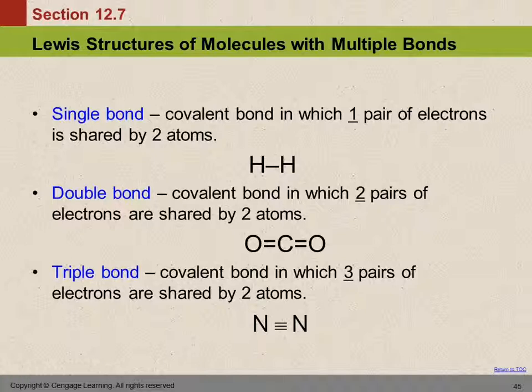And a triple bond is going to be stronger and shorter than a double bond even. That's just for your information. I won't test you on that. But you should know that a single bond is a single pair. A double bond is a double pair. A triple bond is a triple pair.